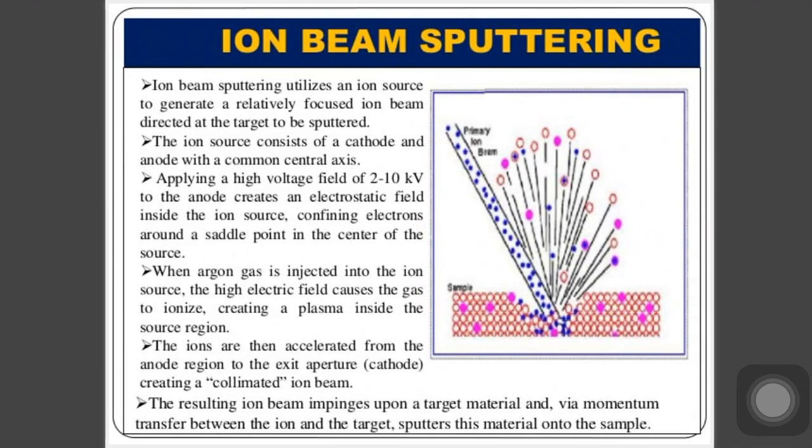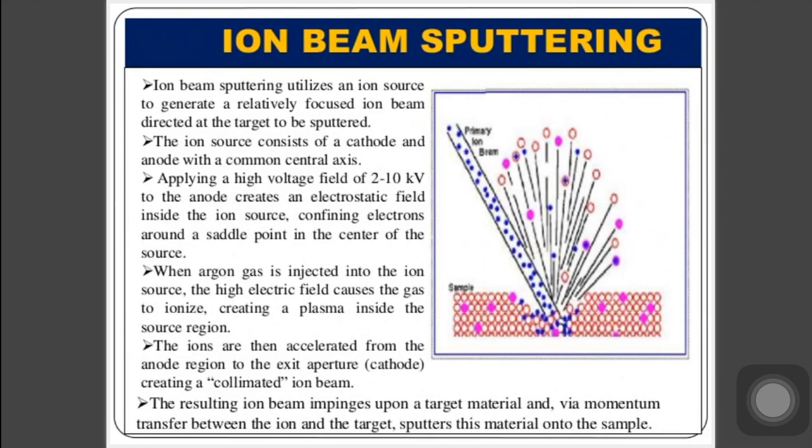Now the second process, which is the ion beam sputtering process. Now let's try to understand the ion beam sputtering process. What is happening in the ion beam sputtering process? Ion beam sputtering utilizes an ion source to generate a relatively focused ion beam which is directed at the target to sputter.